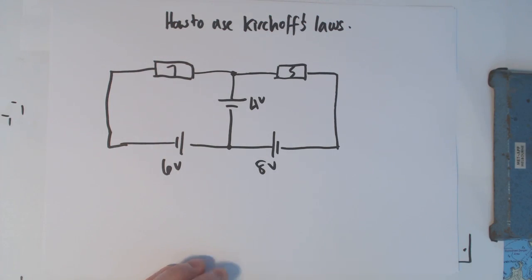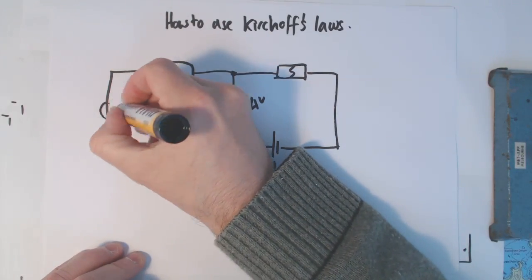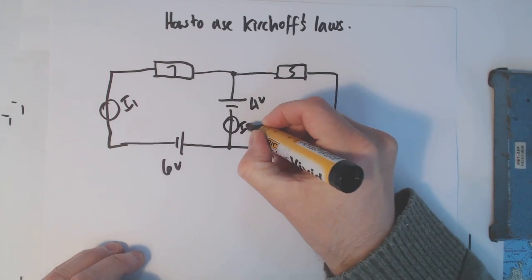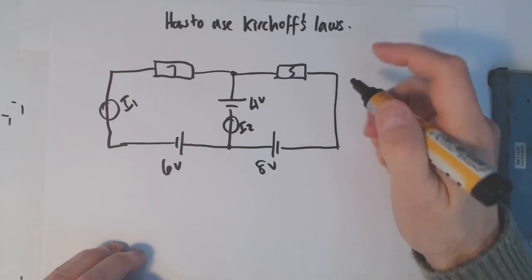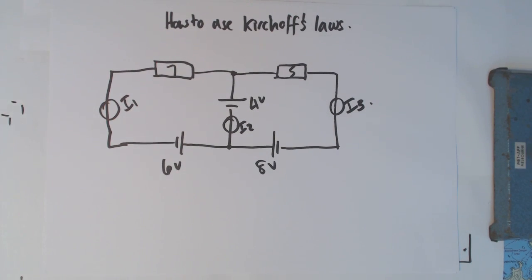So wherever there's a wire, there's a current, and some places have the same current. So if I decide that there's a current in this wire, I can call it I1. If I decide there's a current in that wire, I can call it I2. If I decide there's a current in that wire, I can call it I3. All right? I haven't said which direction they're going in, but I've said there's currents there, right?